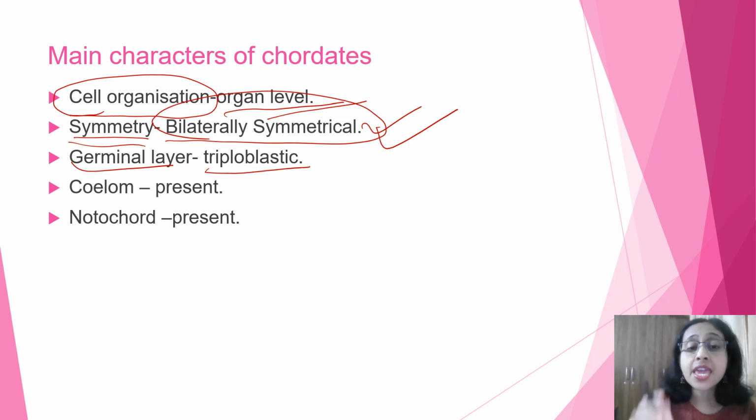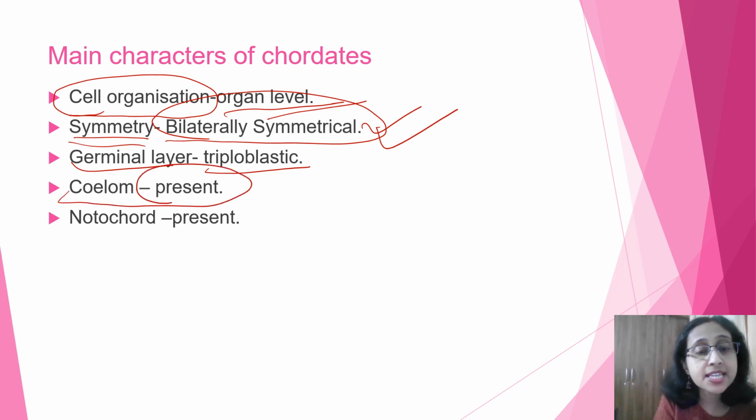It has ectoderm, mesoderm and endoderm, so three layers are present. Next, the presence of coelom. In the previous phyla, most of them did not have a coelom; either they had a pseudocoelom or none in non-chordates, but in chordates all of them have a coelom.